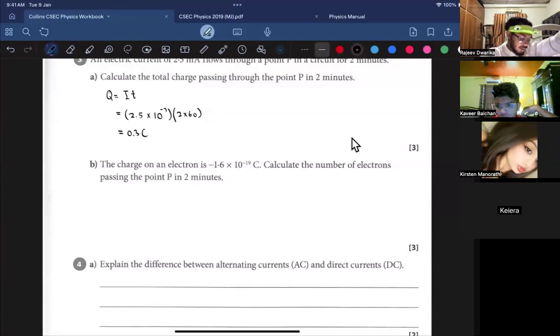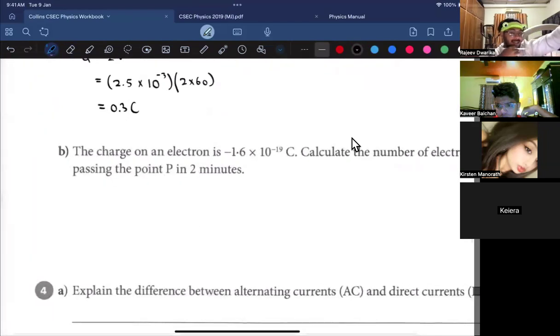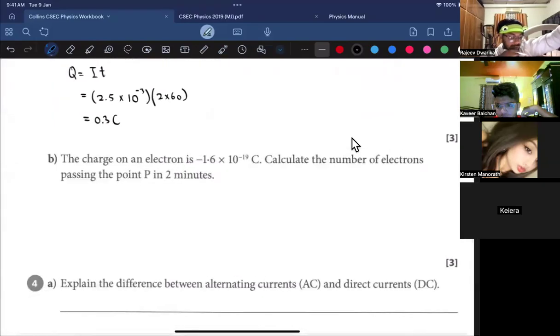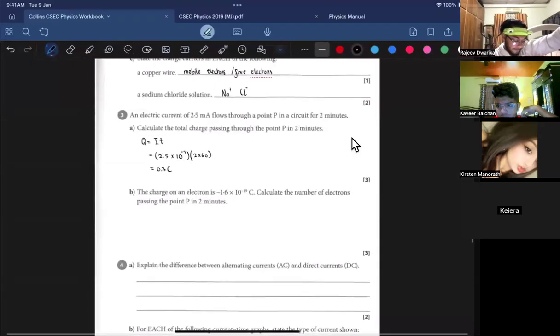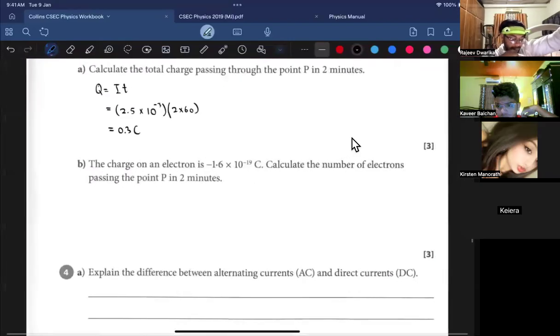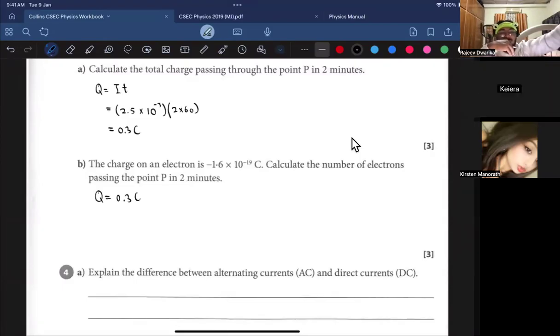So they give you the charge on an electron, and it says minus 1.6 by 10 to the power minus 19. Calculate the number of electrons passing the point in 2 minutes. All right. So from a previous question, we know that the charge is 0.3 coulombs. Does anybody remember what 1 coulomb is? Kira, do you remember what 1 coulomb is?